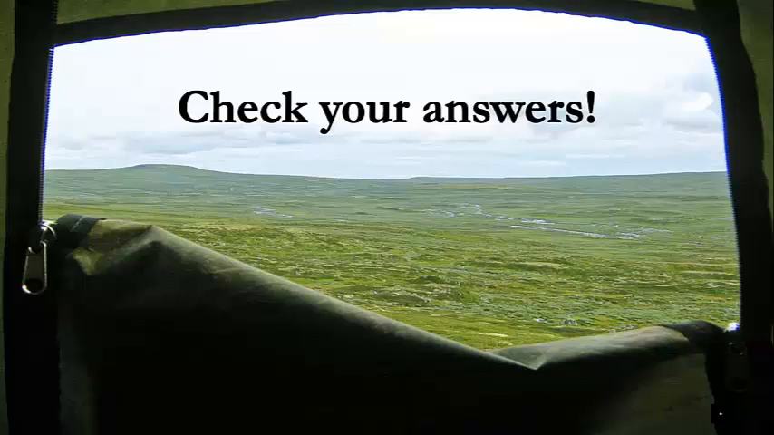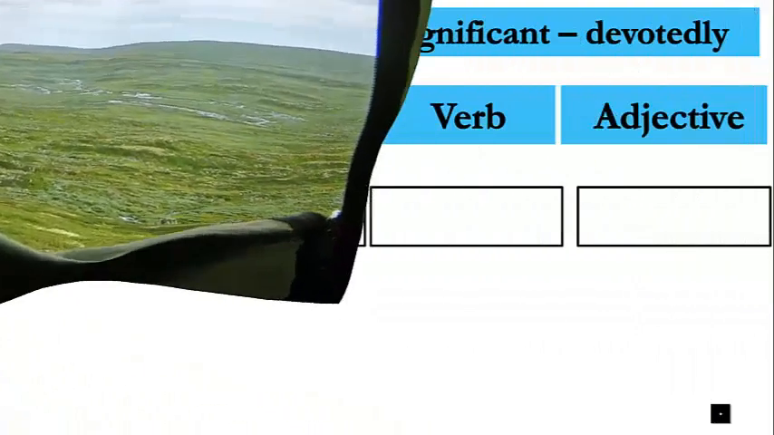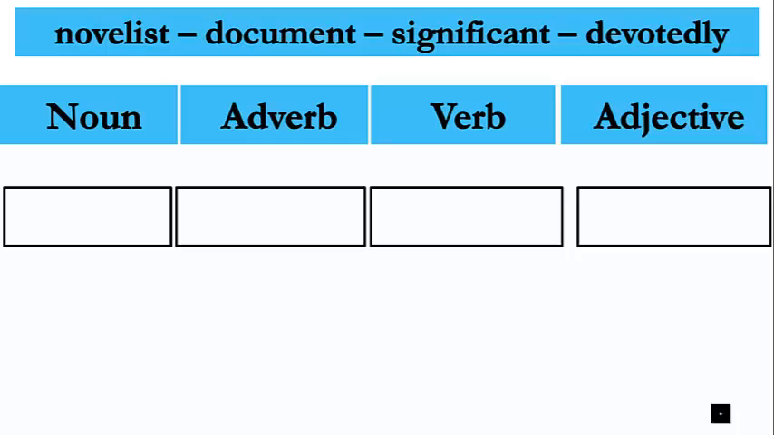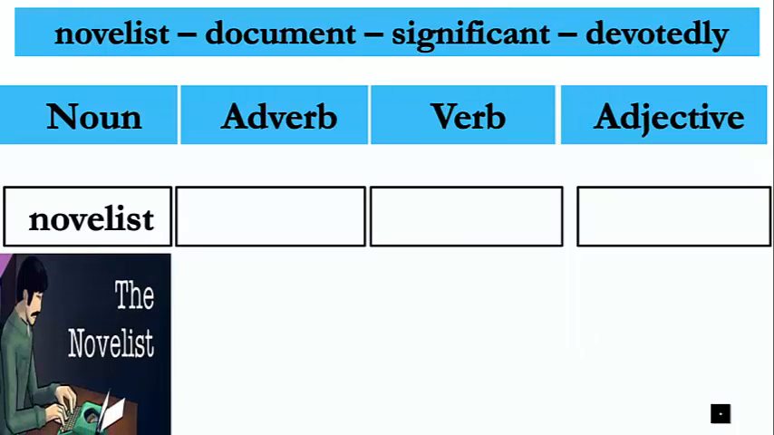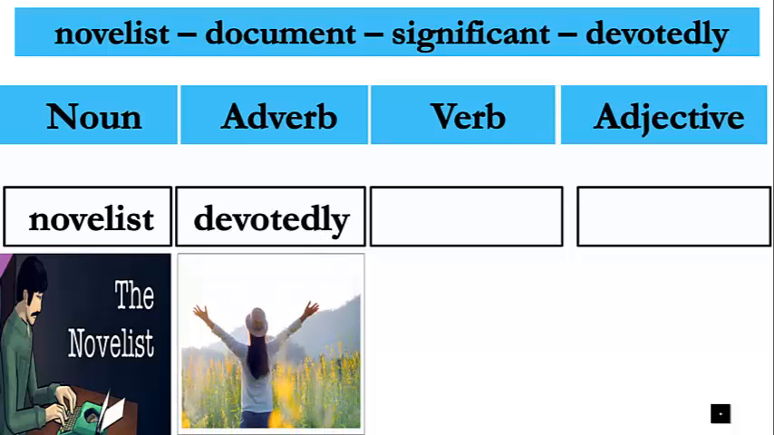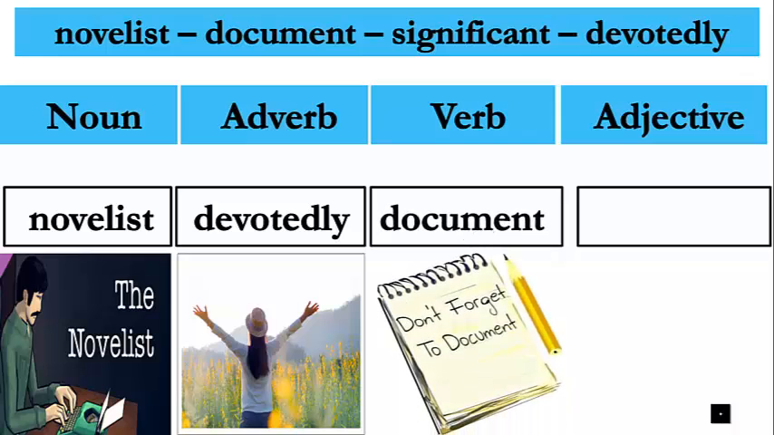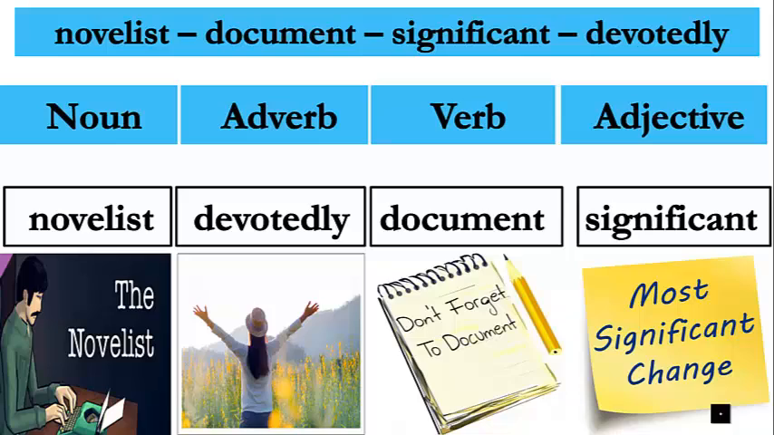Let's check your answers. Novelist is a noun. Devotedly is an adverb. Document is a verb. Significant is an adjective.